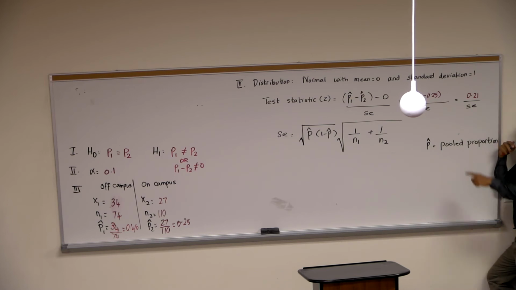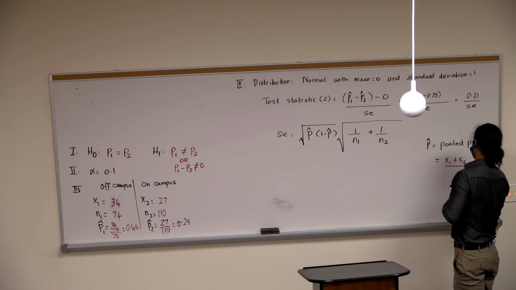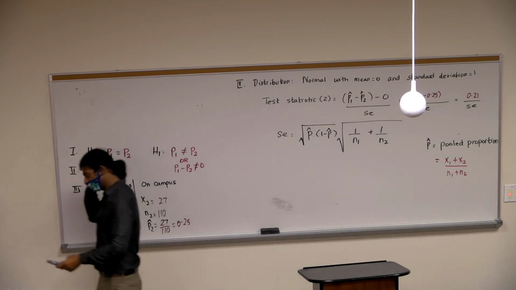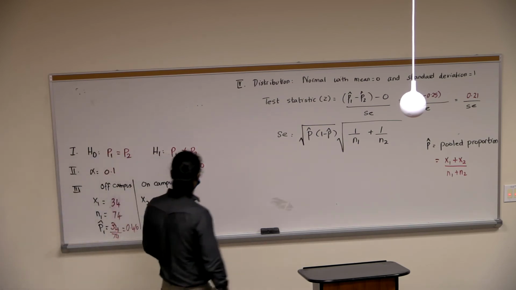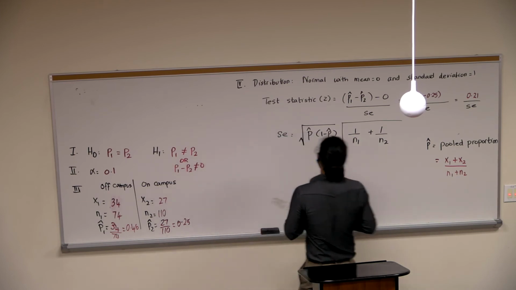In order to find the standard error, we need to find the pooled proportion. What formula did we use last time to find the pooled proportion? x1 plus x2 over n1 plus n2. And how could we verify that we computed p hat correctly? It has to be between p1 hat and p2 hat. So whatever answer we find has to lie between 0.46 and 0.25. If it doesn't, we made a mistake. Let's see.